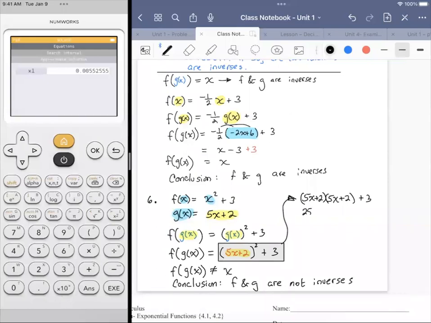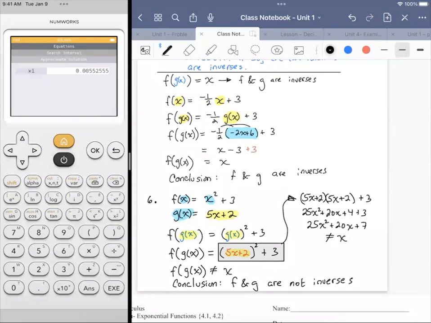So 25x squared plus, you'll have 10x on the outers, 10x on the inners, so 20x, plus 4 plus 3. So that simplifies down to 25x squared plus 20x plus 7. That's not equal to x, and it could never be. So either way, f and g are not inverses.